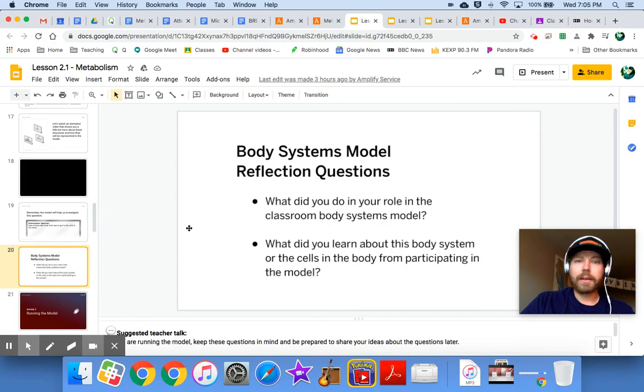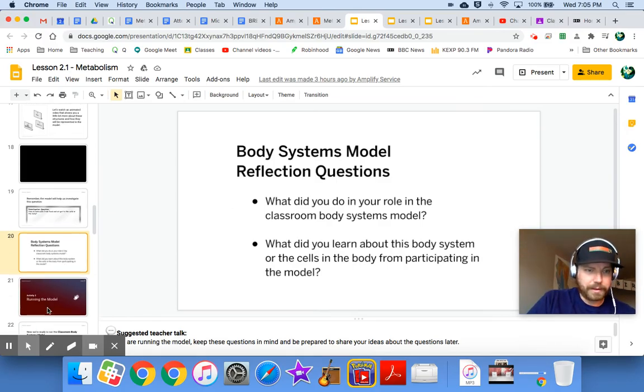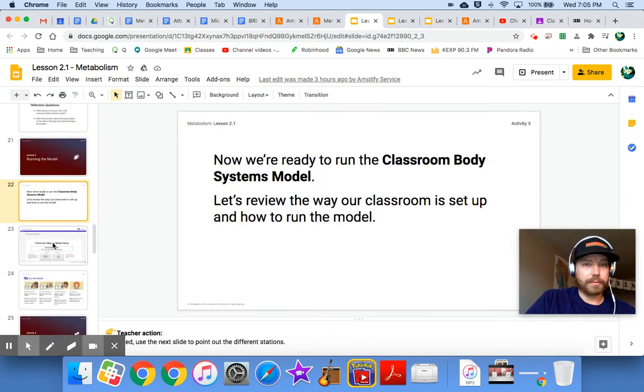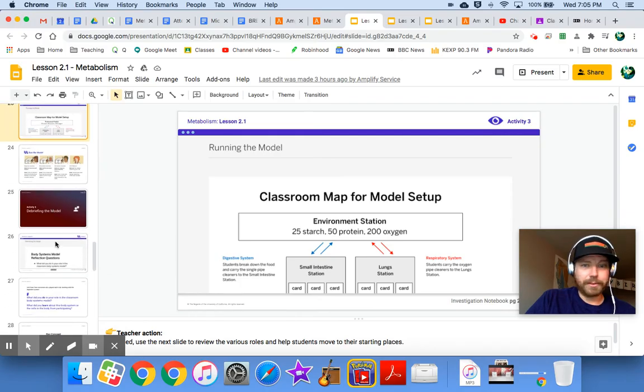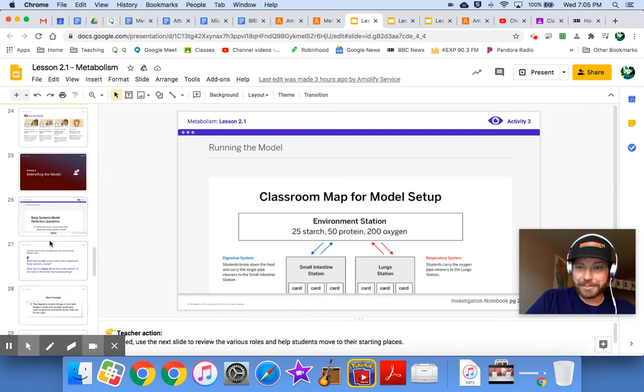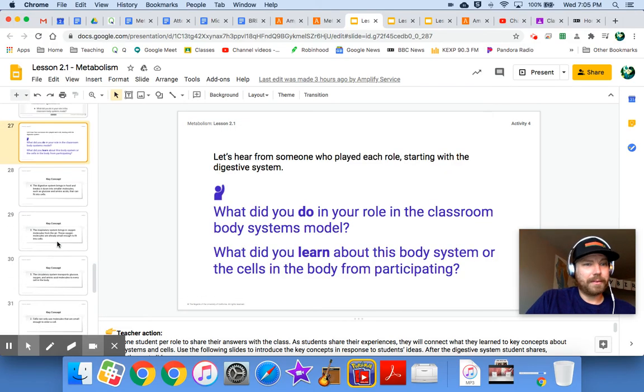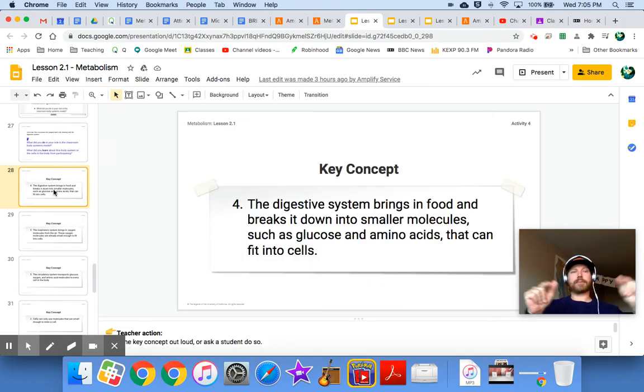Here we go. Here's the reflection questions for it. What did you do in your role? Yeah, you didn't have a role, but that's fine. Oh, and then running the model, and then we actually run the model. Everyone has their role. Look at this. There's still more instructions for this model. What is your role? Okay, here we go. Here's where I want to be.